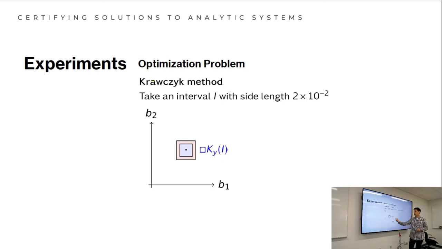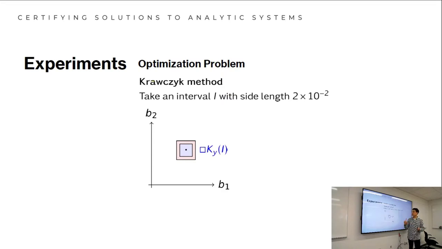Actually, this length was 10 to the negative 13 or something like that, which is really smaller than this original input. What you're saying, Krawczyk is better here? Oh, no. This Krawczyk operator is much smaller than this original input. I didn't mention which one is better.